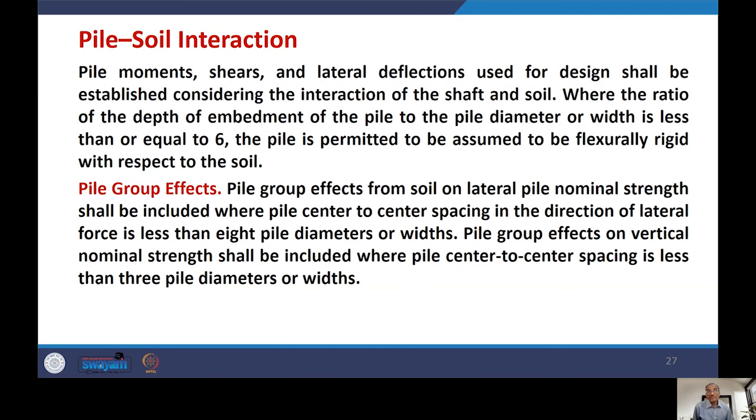Then pile group effects. Pile group effects from soil on lateral nominal strength shall be included, where pile center to center spacing in the direction of lateral force is less than 8 pile diameters. In that case, pile group effects on vertical nominal strength shall be included, where pile center to center spacing is less than 3 times the pile diameter.